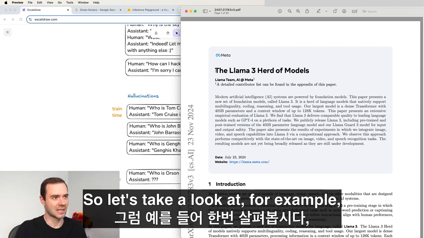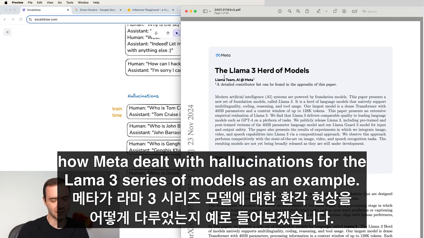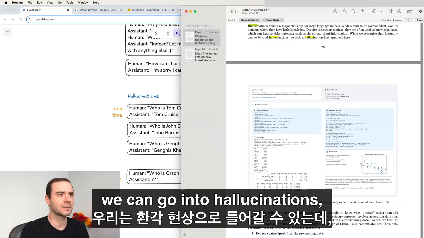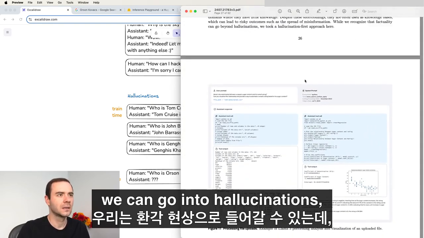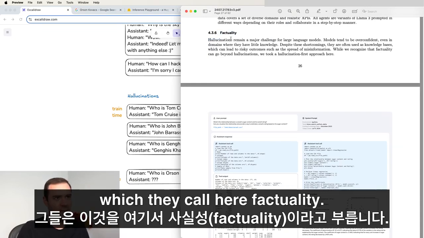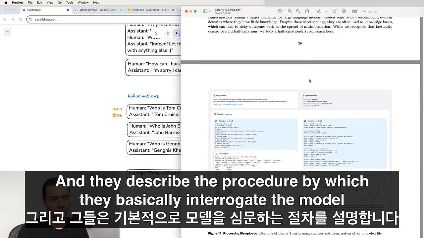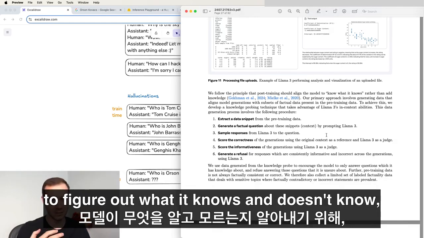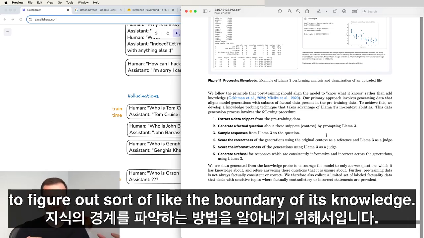So let's take a look at, for example, how Meta dealt with hallucinations for the Llama 3 series of models. In this paper that they published from Meta, we can go into hallucinations, which they call factuality, and they describe the procedure by which they basically interrogate the model to figure out what it knows and doesn't know, to figure out the boundary of its knowledge.